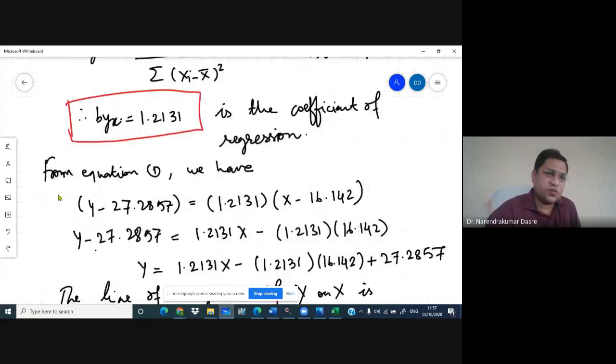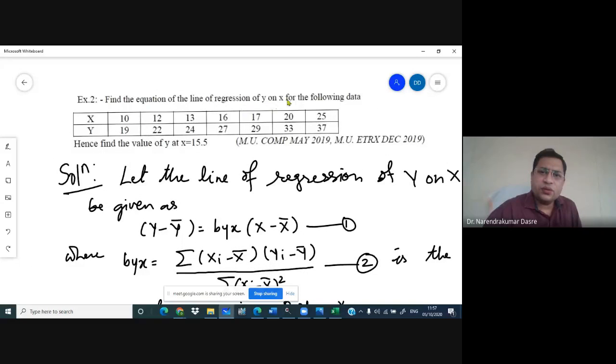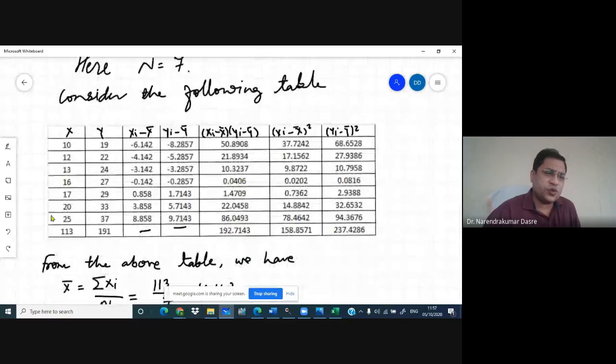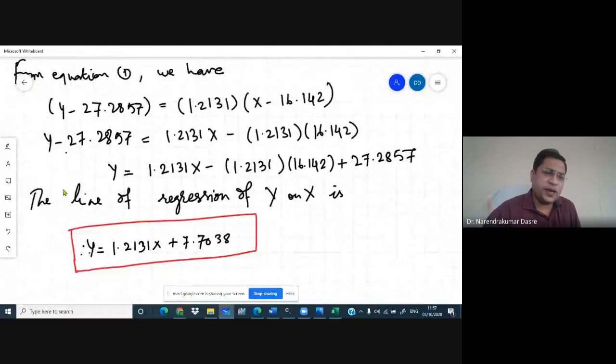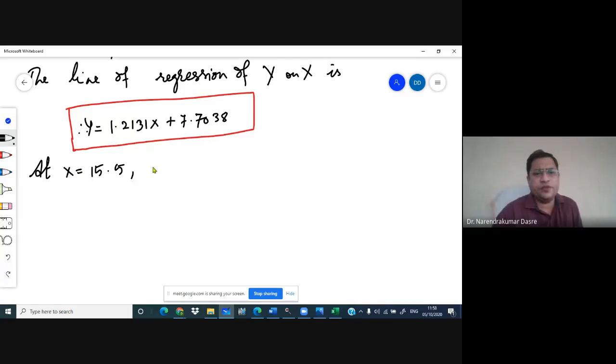So now see the question. What was the question given to you? You have been given to find the line of regression of y on x, and then once you get the line of regression of y on x, we have to calculate the value of y at this point. So we have to find what will be the response of y when x is 15.5. So we have to write here at x is equal to 15.5.